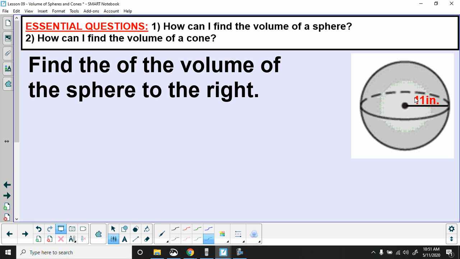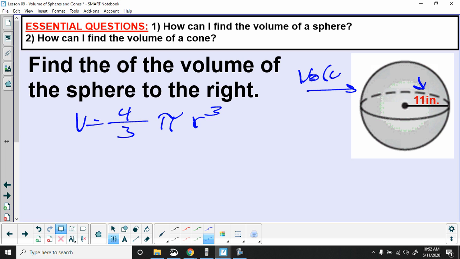Find the volume for the sphere on the right. Boom, 11 inches. So, volume, 4/3 pi r cubed. Remember, cubed comes from the idea that it's the volume. So, radius is 11. We just plug that in. So, 4/3 pi 11 cubed.